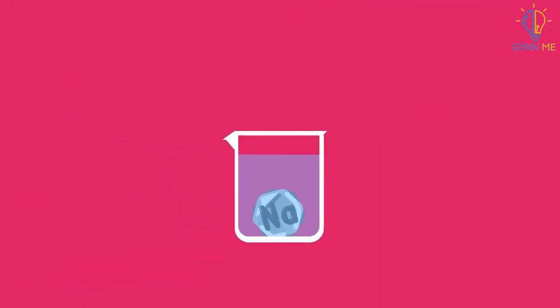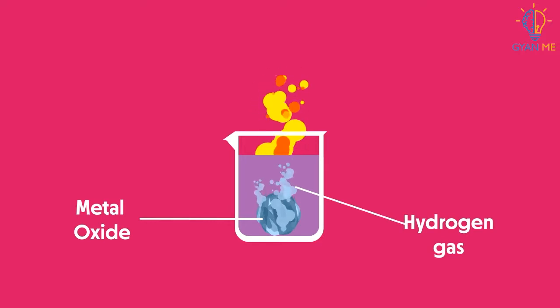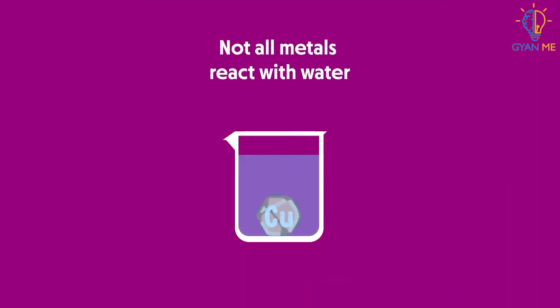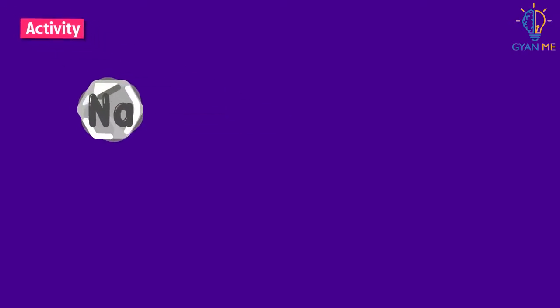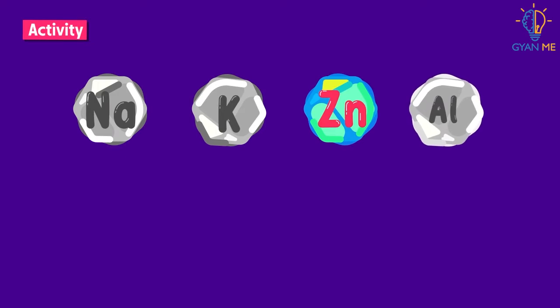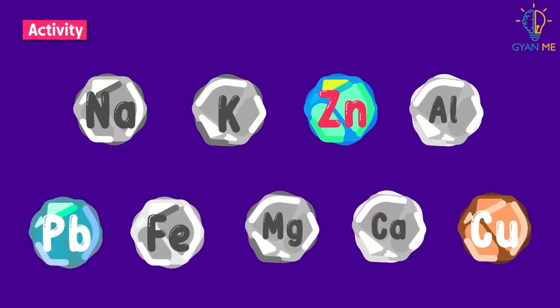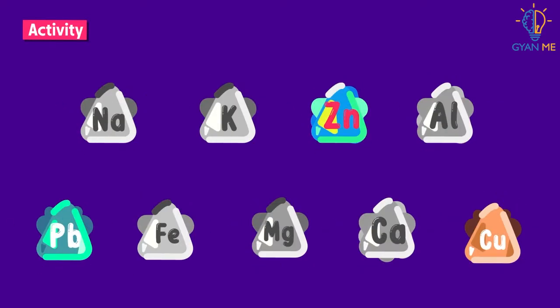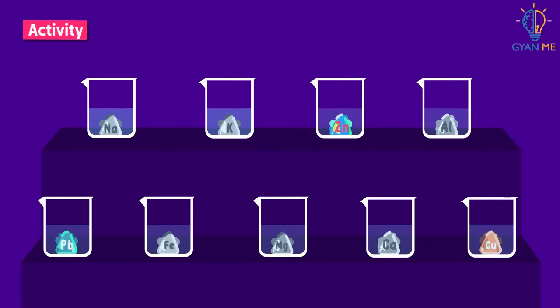Generally, when metals react with water, they produce metal oxides and hydrogen gas. But not all metals react with water. To observe the reactivity of metals with water, let us perform an activity. For this activity, first collect the samples of sodium, potassium, zinc, aluminium, lead, iron, magnesium, calcium and copper metals. Then put small pieces of these samples separately in beakers half filled with cold water.